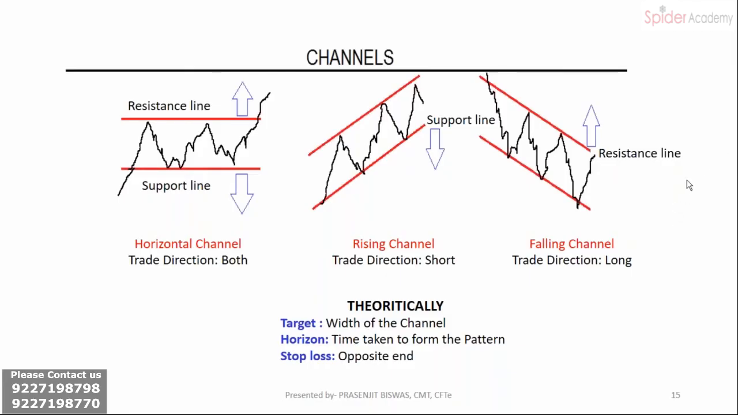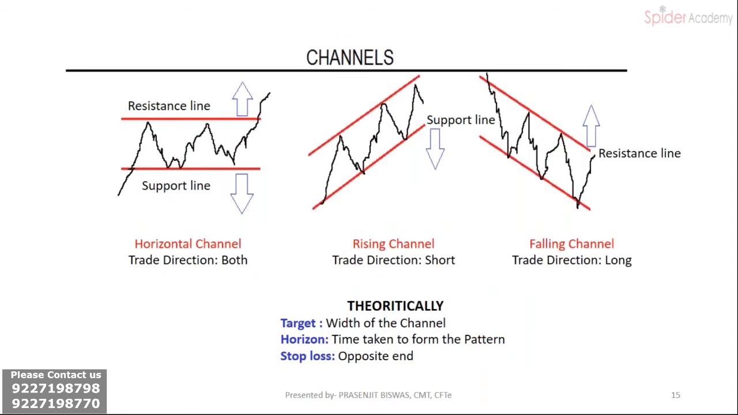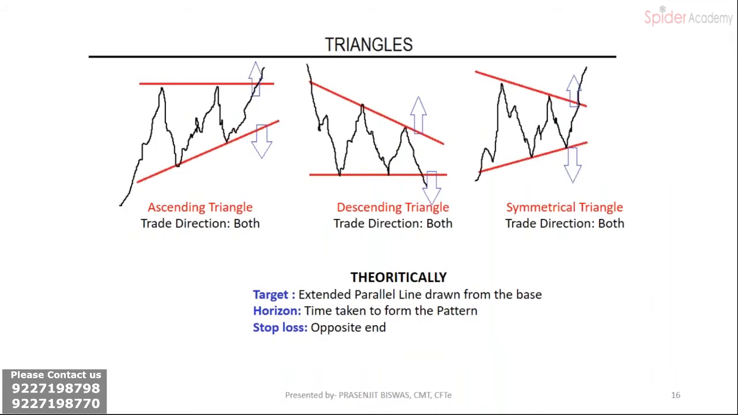Now coming to the next patterns, which are the triangles. Triangles are very similar to the channel, where the only difference is that in case of a channel, both the lines were parallel, right? In case of a triangle, both the lines are not parallel, but they are going to be converging in nature, right? So both these patterns go hand in hand because their targets and the inference of the breakout is very similar.